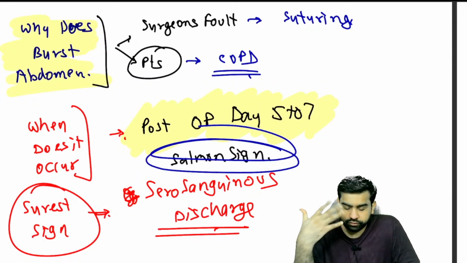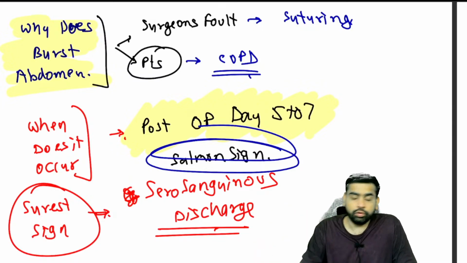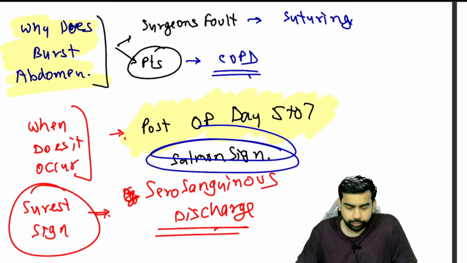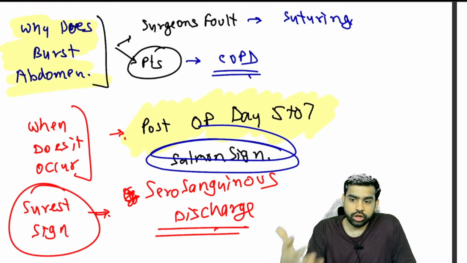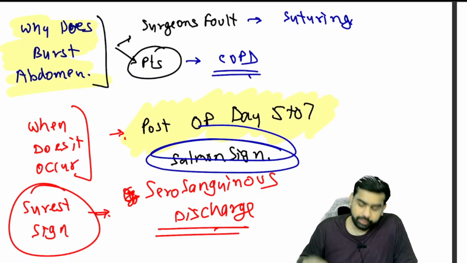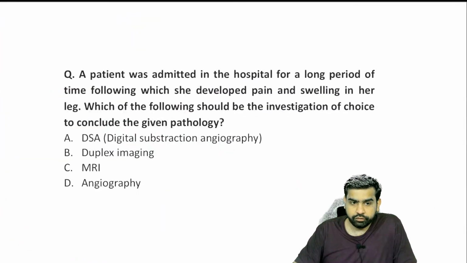If they give you a clinical scenario where a patient has undergone a laparotomy, and on post-operative day 5 to 7 there is a large amount of serosanguinous discharge coming from the wound, then what is the diagnosis? The diagnosis of that patient is burst abdomen. Now just look at this kind of question and put your answers in the comment box. I'll let you know the answer.